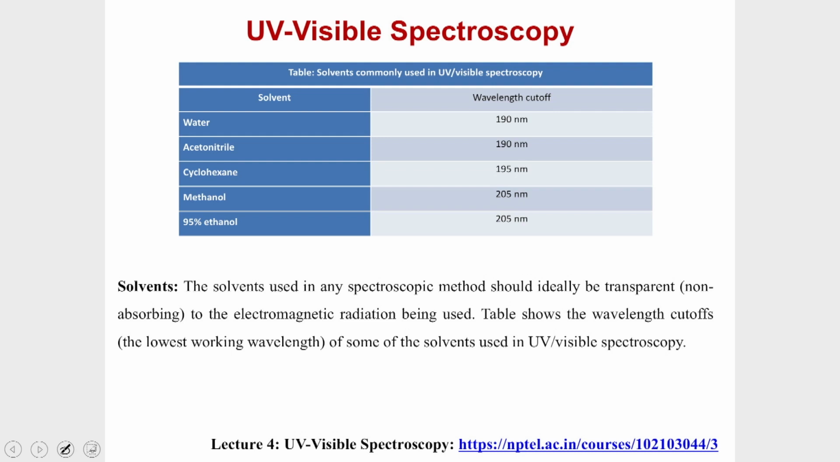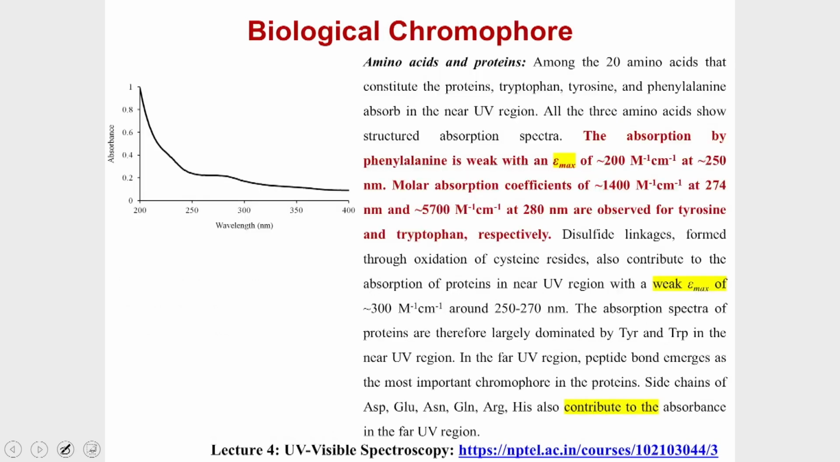Apart from that, you can have the biological chromophores. So far we have discussed the small molecule chromophores. A classical example is the amino acids. The protein is made up of 20 amino acids. Among them, tryptophan, tyrosine and phenylalanine absorb in the near UV range. All three amino acids show structured absorption spectra.